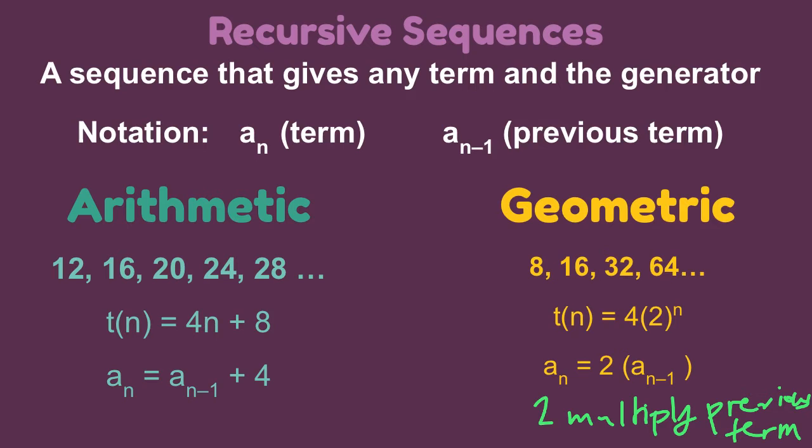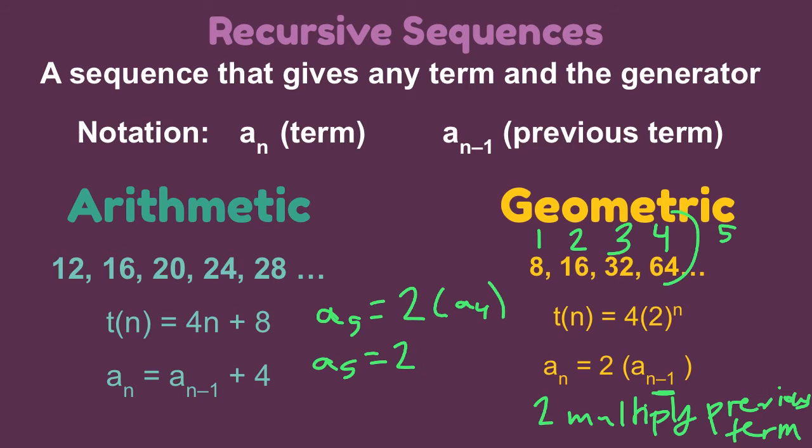For example, this is term 1, term 2, term 3, and term 4. If I wanted to figure out what term 5 is, that would mean that I would do a sub 5 is equal to 2 times a sub 4. So n minus 1 means that you're doing 5 minus 1, so that gives you 4. For this particular problem, we know that a sub 4 is 64, so 2 times 64 would be 128. 128 would be the 5th term in this sequence.